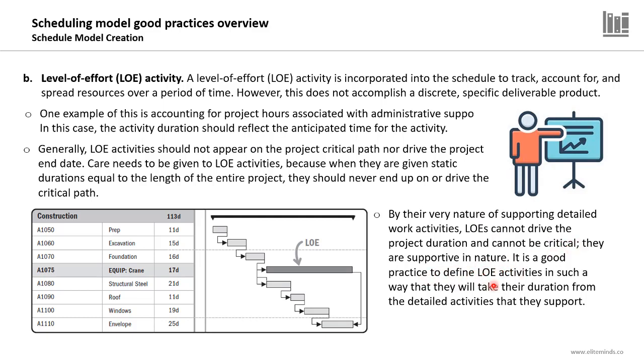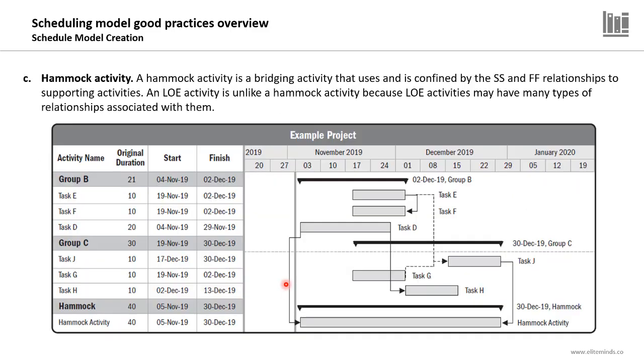It is good practice to define the level of effort activities in such a way that they will take their duration from the detailed activities that they will support. So level of effort activities will never be in the critical path, will never add duration to the project completion date. Another type is the hammock activity.